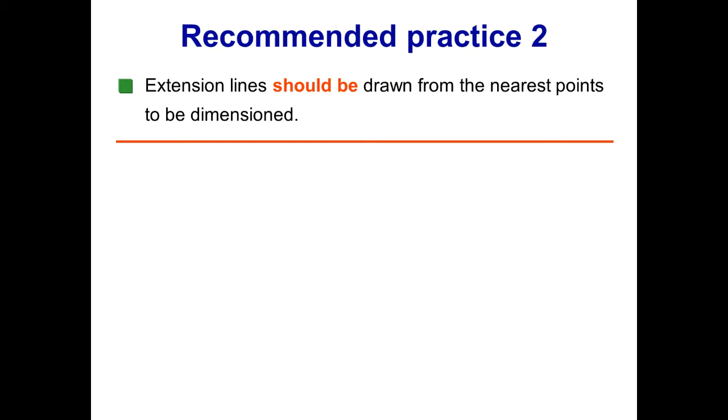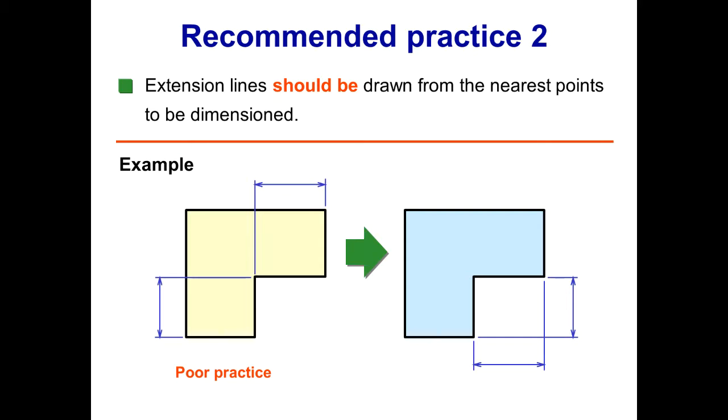Then the recommended practice too is that extension lines should be drawn from the nearest points to be dimensioned. Now the problem here is that these extension lines are drawn in front of, inside the view. So this is wrong, because it can be drawn like this and it can avoid the practice of drawing the extension lines in front of or inside a view. So it's more important that you draw these extension lines outside the view.